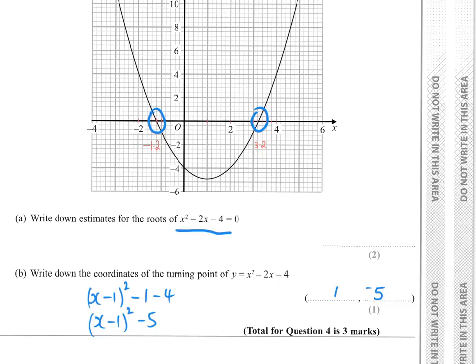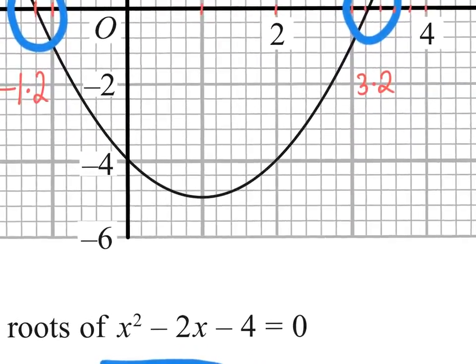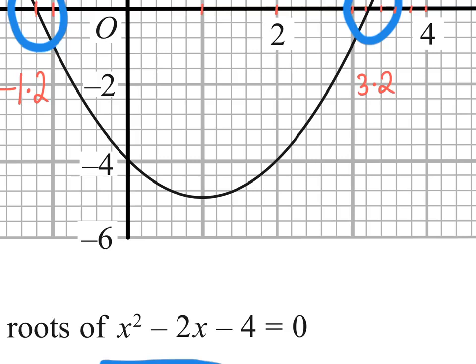Okay, it's a bit ambiguous. It doesn't actually tell you, so it should say maybe in part B, estimate the turning point. But anyway, I think that you're allowed just to look at the point on here, and you've got 1 here. So if you read down, then you can see that that is -5. Now some of you could argue, well, how do I know it's exactly -5? Well, you don't. You're just estimating it.